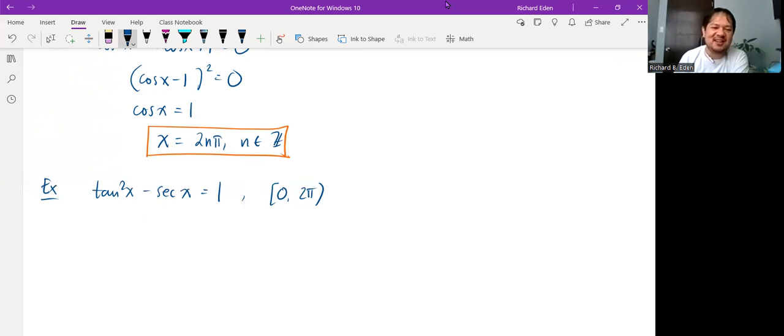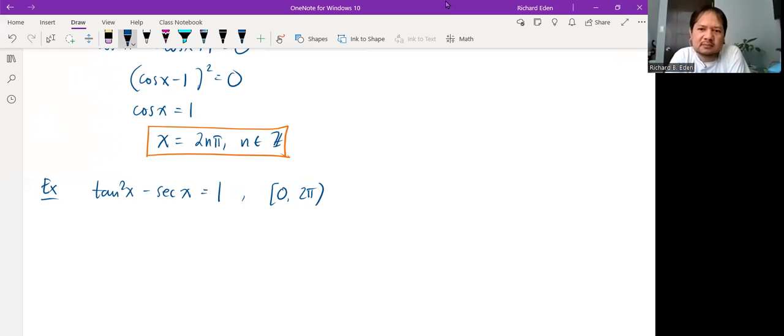1 plus 1 minus secant x plus secant squared x minus 1. So, minus secant x. What did you have in mind? Secant x times 1. Secant x over minus 1.